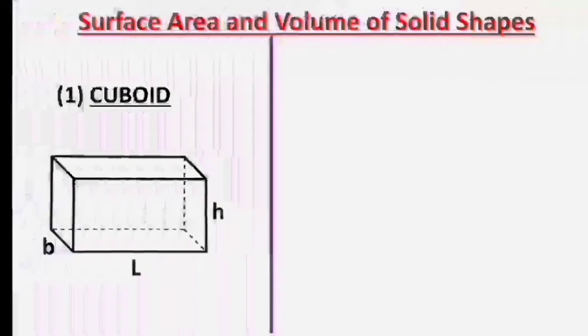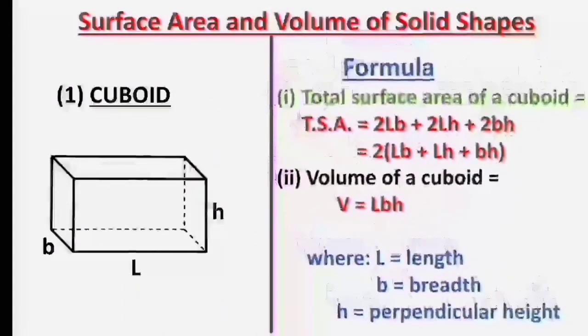Let's see the formulas for the surface area and the volume of various solid shapes. Number 1, we have the cuboid. The formula for the total surface area of a cuboid is 2 times length times breadth plus 2 times the length times the height plus 2 times the breadth times the height. Factorizing with 2, the total surface area of a cuboid is 2 into length times breadth plus length times height plus breadth times height, while the volume of a cuboid is length times breadth times height.